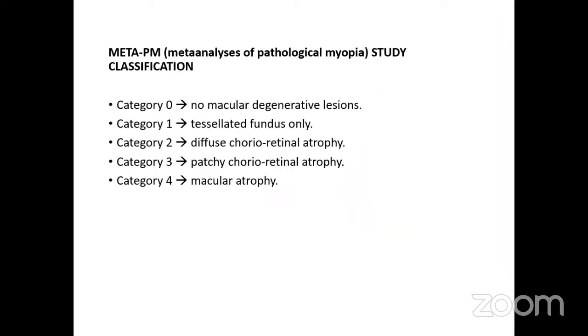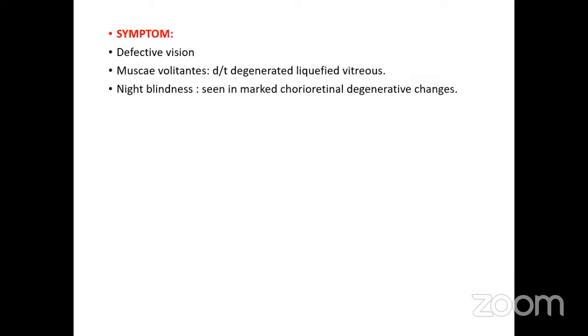This is the Metapian study classification for pathological myopia. Category 0 includes no macular degenerative lesion. Category 1 is tessellated fundus only. Category 2, diffuse chorioretinal atrophy. Category 3, patchy chorioretinal atrophy. Category 4, macular atrophy. Then symptoms: there occurs defective vision, muscae volitantes due to degenerated liquefactive vitreous, and night blindness is seen due to chorioretinal degenerative changes.